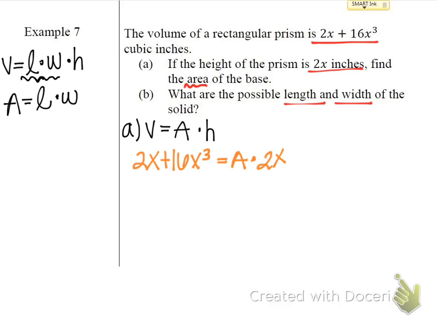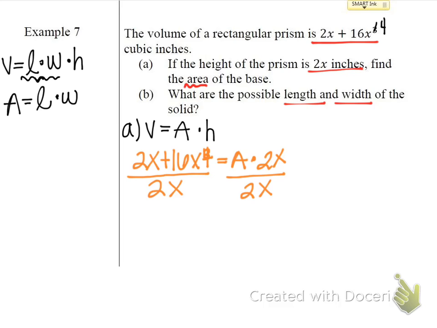So all that I have to do for the rest of this part is to get the area, which means I just need to get A by itself. I don't even have to solve for x. So I'm just going to divide everything by 2x. Hold on a second, guys. This was supposed to be an x to the fourth. So this should be 16x to the fourth power.